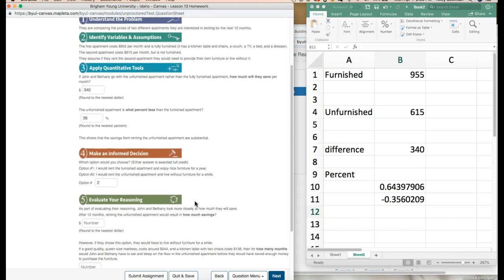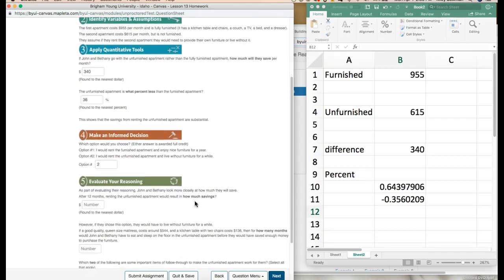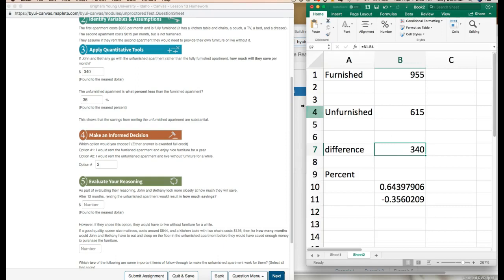And the next one is evaluate your reasoning. As a part of evaluating their reasoning, John and Bethany look more closely at how much they will save. After 12 months, renting the unfurnished apartment would result in how much savings? Okay, so we found the difference, and this was only per month. So we're going to take this difference and find it for the whole year, right? For 12 months. So we're going to do equals our difference times 12 months.